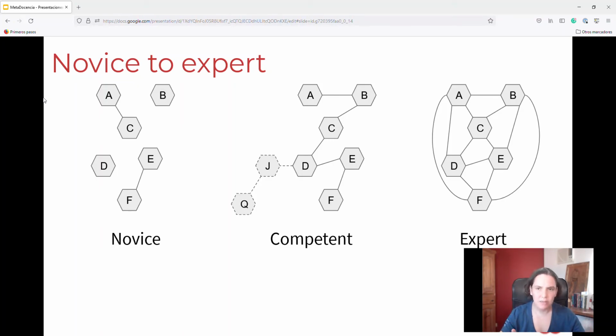This difference means that different teaching strategies work best for different learners. Novices need to be guided. The teacher has to decide what they need to learn next. Competent practitioners need to be mentored. They can make a lot of progress on their own, and the teacher's role is to help them get unstuck or to help them pick the next problem. And if someone is an expert, the most effective strategy is to help them reflect on their own work.